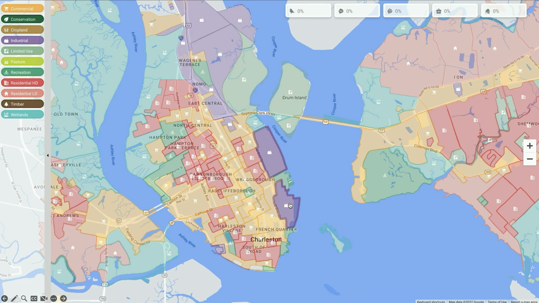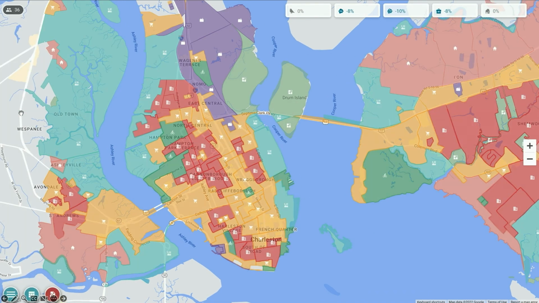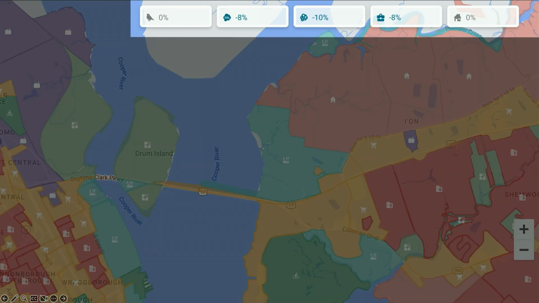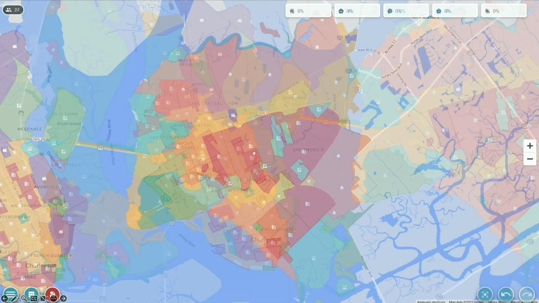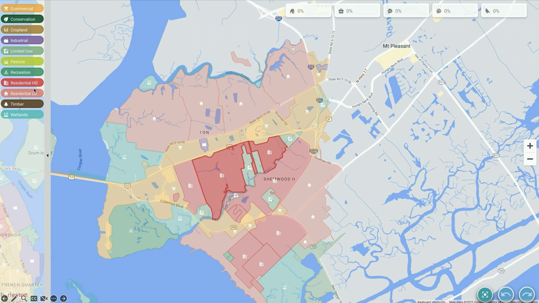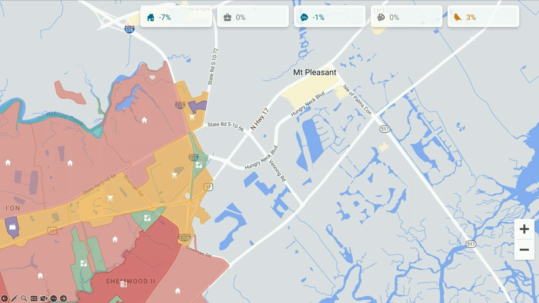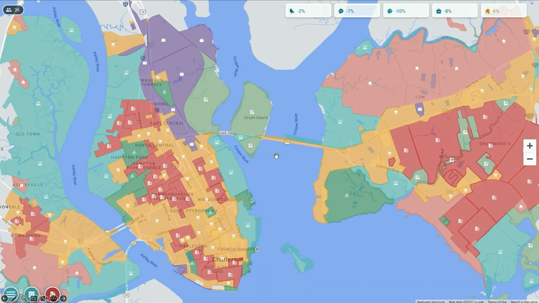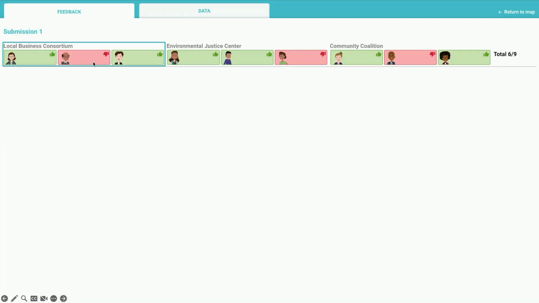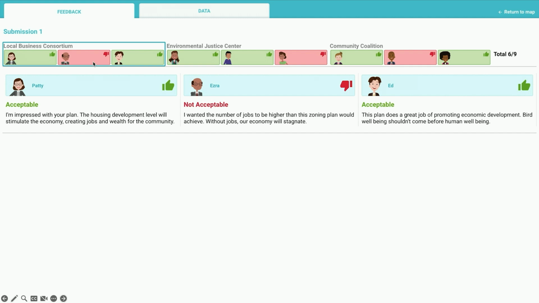For example, restoring wetlands in former industrial areas can lower greenhouse gas emissions and pollution, but it also decreases jobs. And changing from high-density apartments to single-family homes reduces housing availability, but expands habitats for birds. Because land use planning is a civic process, players submit proposed changes to simulated community stakeholders for feedback.